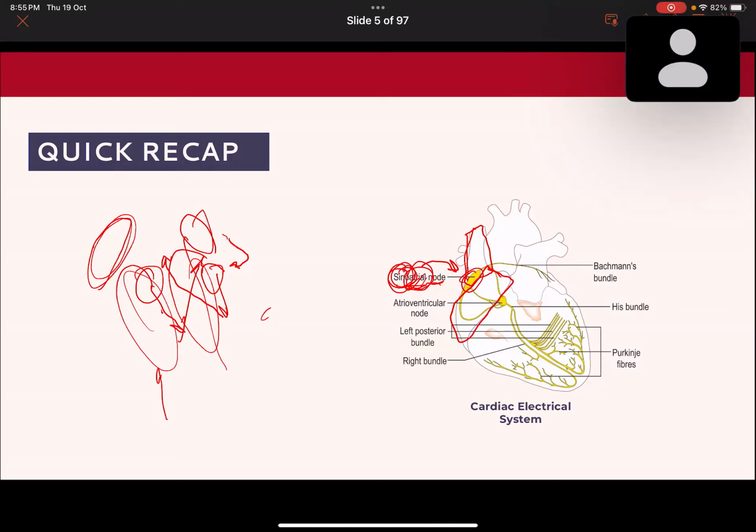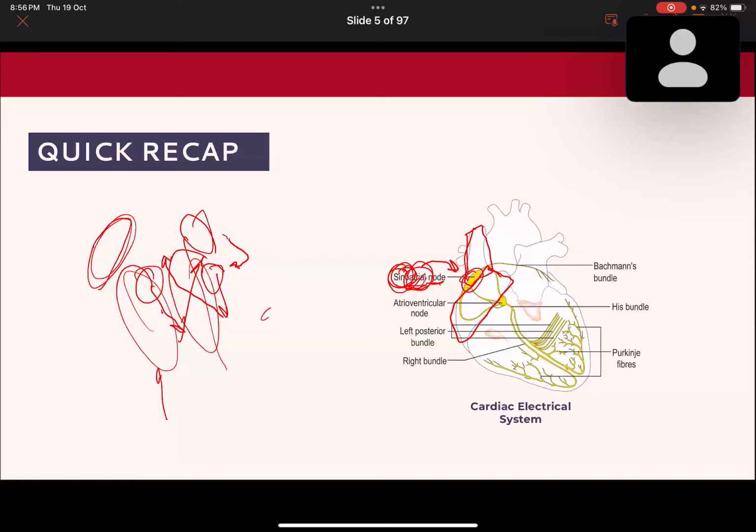So this sinoatrial node is the pacemaker of the heart. When it starts firing impulses at a faster rate, it causes a fast heart rate. And when it fires electrical impulses at a slower rate, we call it a slow heart rate. So fast heart rate in Greek or Latin is called tachycardia. Tachy basically means fast, and cardia is for the heart. So a fast heart rate is also known as tachycardia. And when the origin of this fast heart rate is the sinoatrial node, we call it a sinus tachycardia.